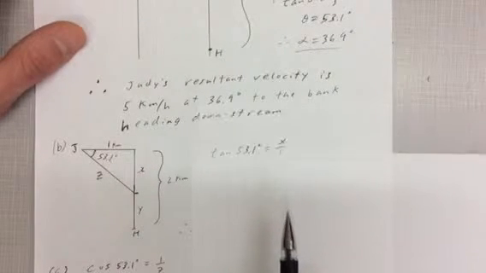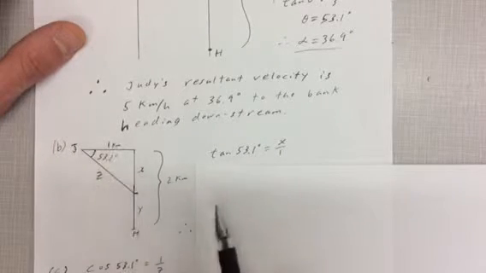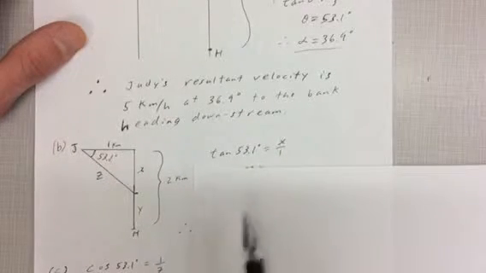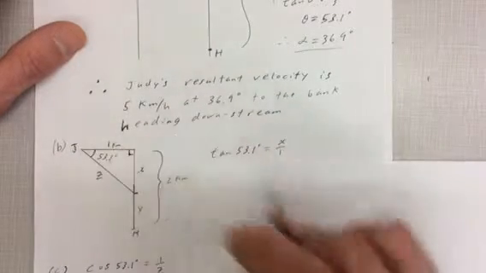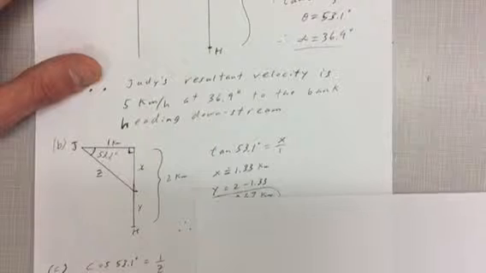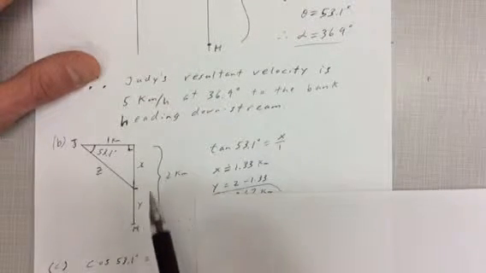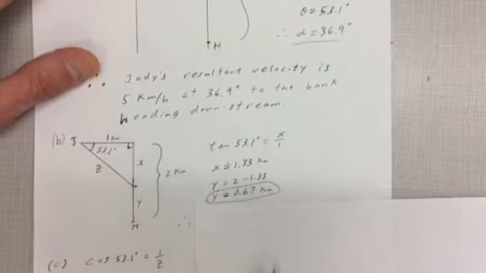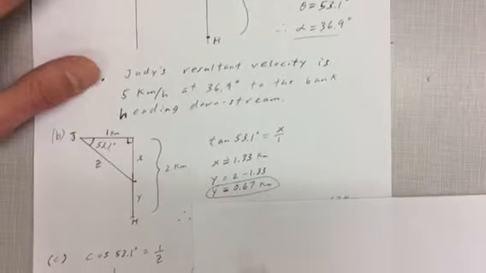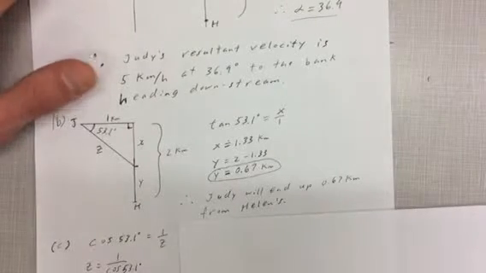Okay, so fairly straightforward. Tan 53.1 is x over 1. Okay, it's a right triangle. And x equals 1.33 kilometers. Okay, y then is the distance away from Helen, so I'm going to subtract the x from the 2, and I get 0.67 kilometers. Therefore, Judy will end up 0.67 kilometers from Helen's.